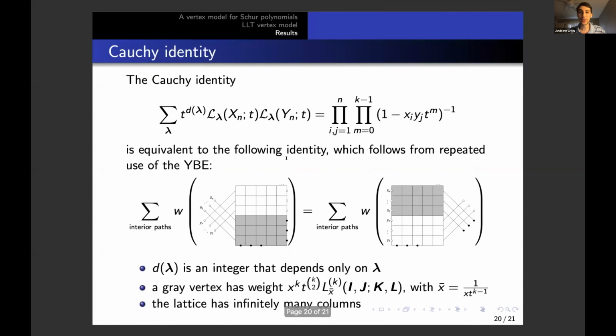If you do a slightly more complicated version of the train argument, where you have a whole bunch of R matrices on one side that you're pushing through to the other side, you end up getting a Cauchy identity for the LLT polynomials. I'm not going to go over the proof here, but it does come down to the train argument, where you have a bunch of R matrices on the sides, and these gray vertices are slightly modified versions of our original vertices.